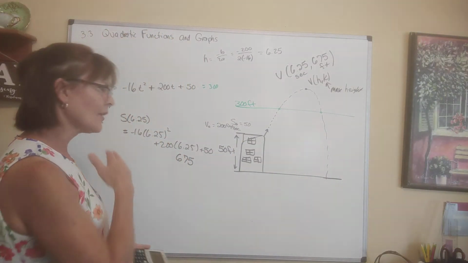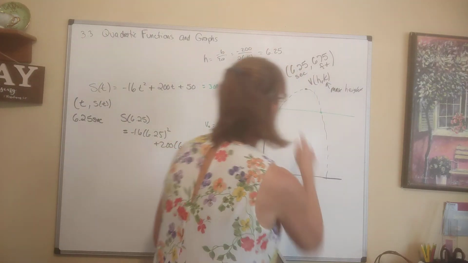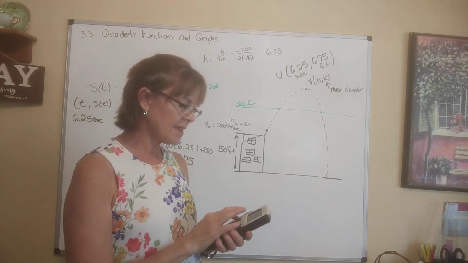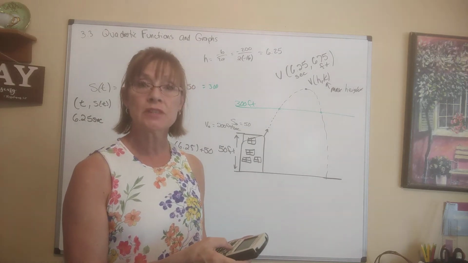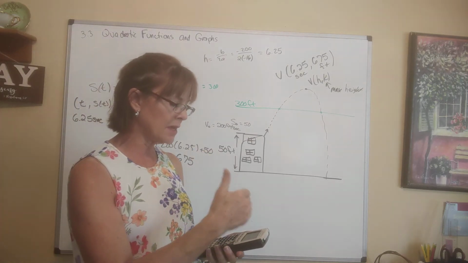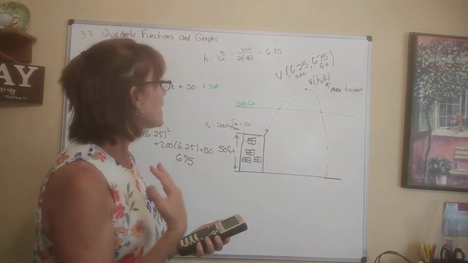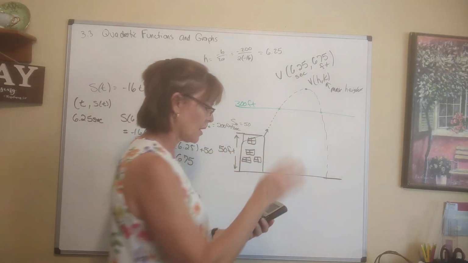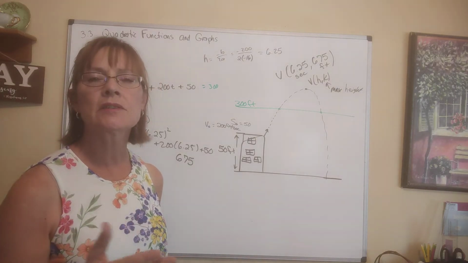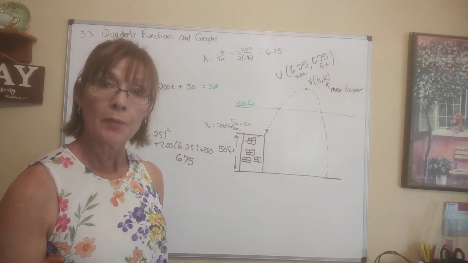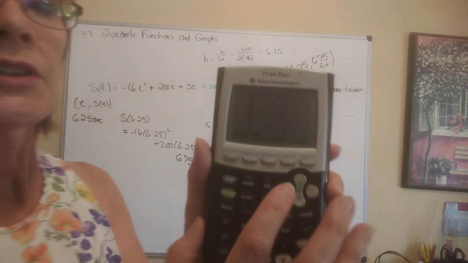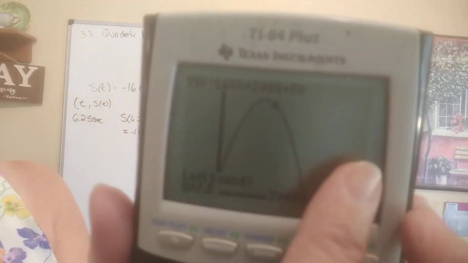Now, what we're trying to calculate here, if we want to find the max, let's play with some buttons. Hit second and trace, which is calc, and you'll have a menu. It'll say value, zero, min, max, intersect, and I want the max. So select number 4, and then it's going to ask you a series of questions. It's going to say left bound, question mark, and my cursor is not. My cursor is right bound. I don't know if you can see it, but my cursor is on the right side of my parabola.